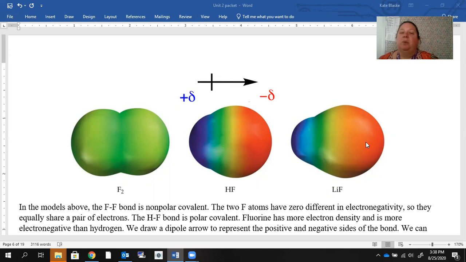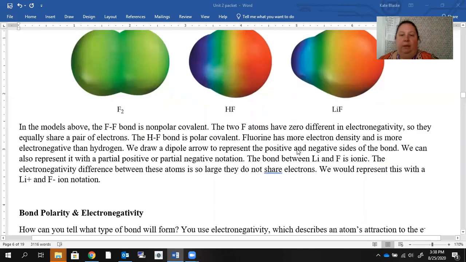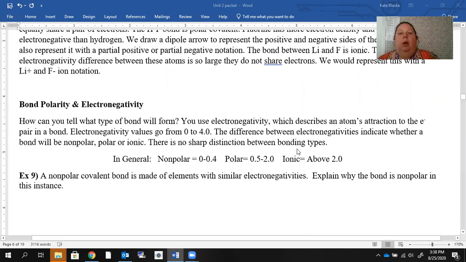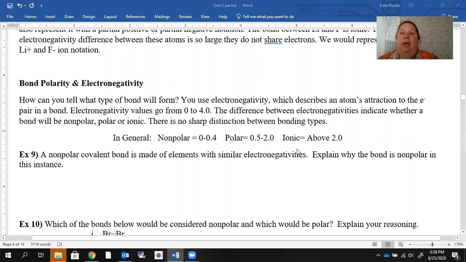When we look at something that is purely ionic, it has so much more of a drastic pull of that electron density that pretty much all the electron density is on the non-metal, on the negative ion, and there's basically no electron density left around that metal or that positive ion. We can use electronegativity values and subtract the electronegativities of the atoms in a bond to fit it into the categories of polar, nonpolar, or ionic.